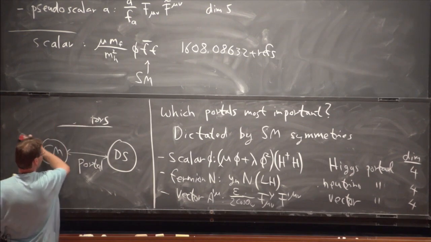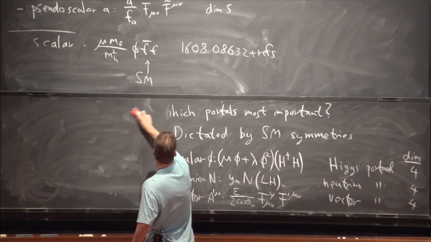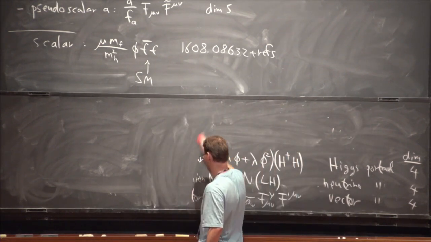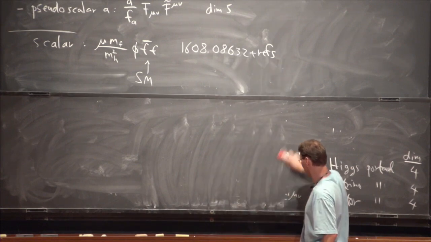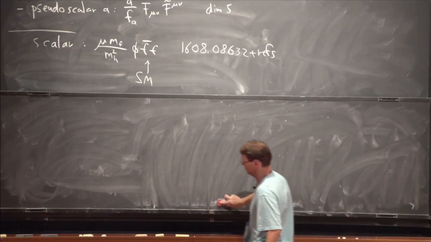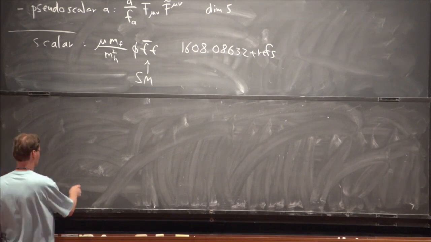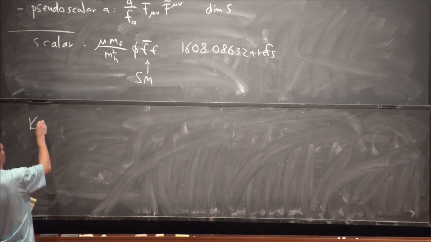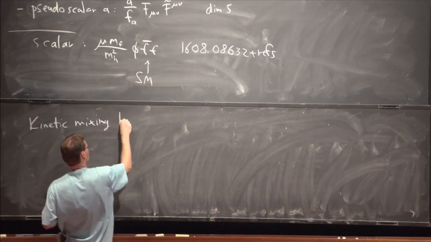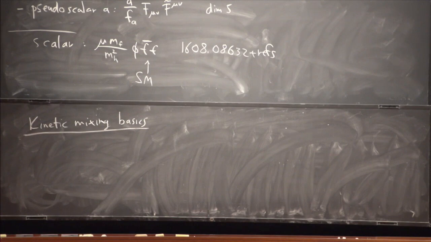So let's then focus on the vector portal and quickly talk about the basics of that portal and basically of kinetic mixing. And then what we'll see is how we can produce the particles and what kind of searches we should be doing. Okay, so kinetic mixing basics.